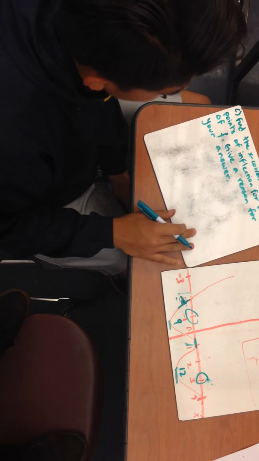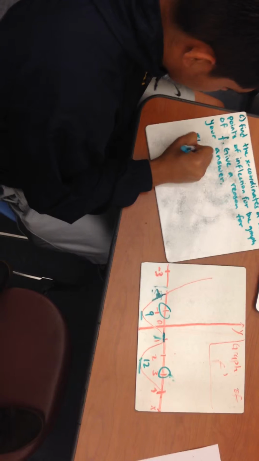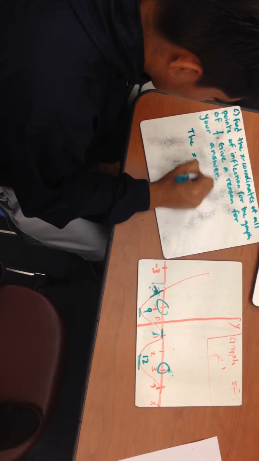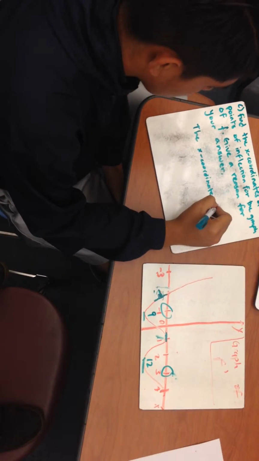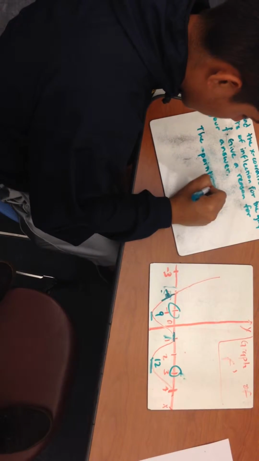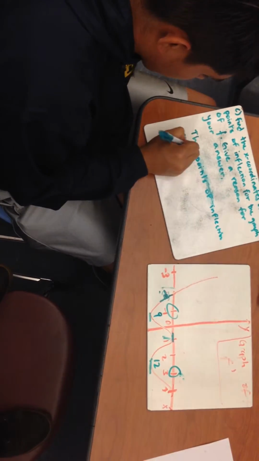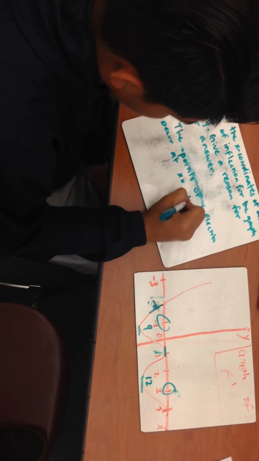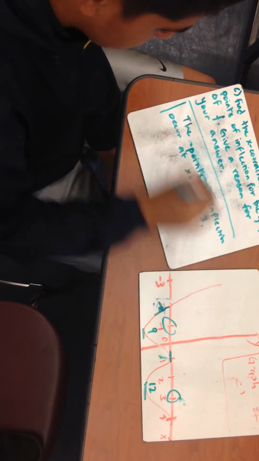So we could write the x coordinates of the points of inflection occur at x equals -1, 1, and 3. That would be your answer for this one.